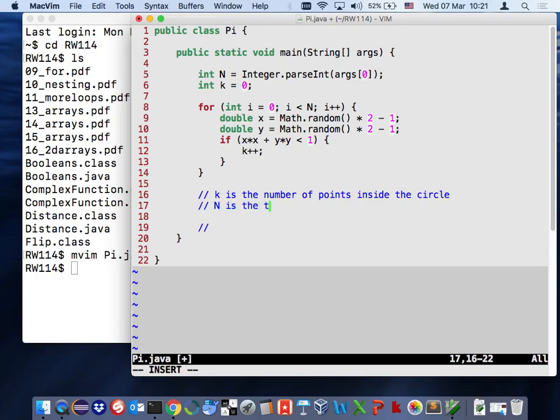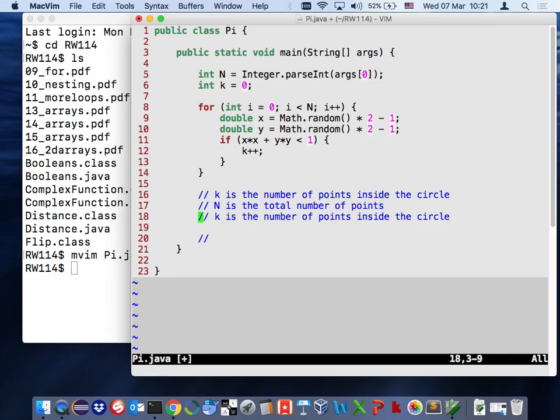k is the number of points inside the circle. N is the total number of points. N minus k is the number of points outside the circle. Okay, right. We're almost at pi. Is k over n, or k over that other thingamajig, equal to pi?